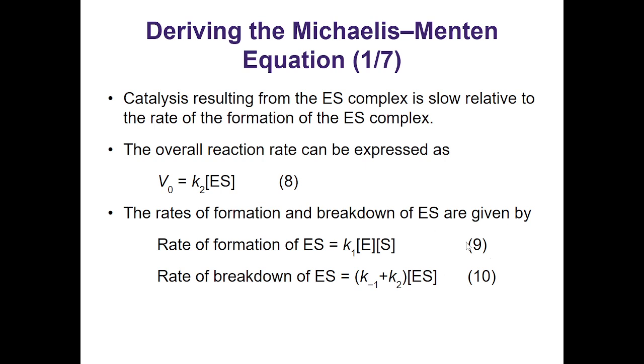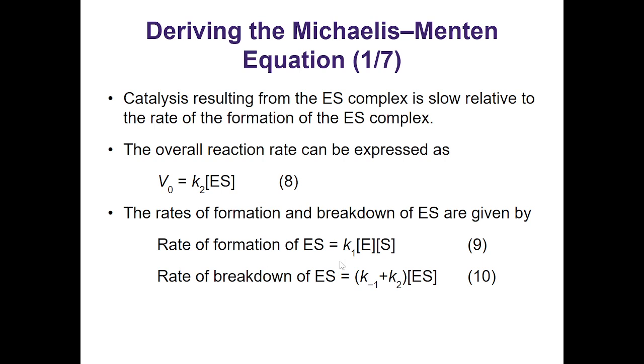The rate of formation and breakdown of ES are going to be given by these terms right here. So the rate of formation of ES would be given by this term. Note that's just the rate equation. Okay? So we have k1, which is the forward rate constant for the enzyme substrate complex forming, and the reactants, right? E and S, second order overall. Okay?